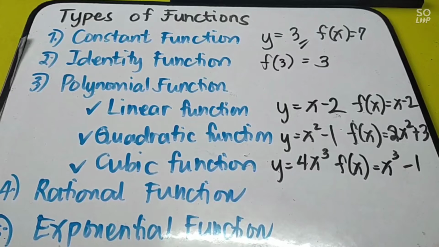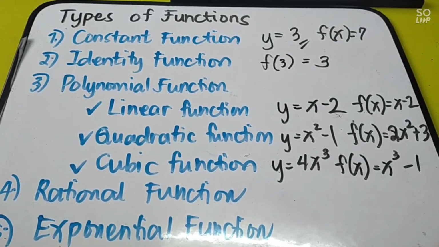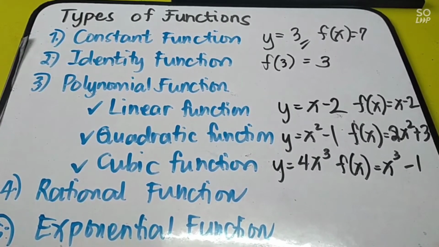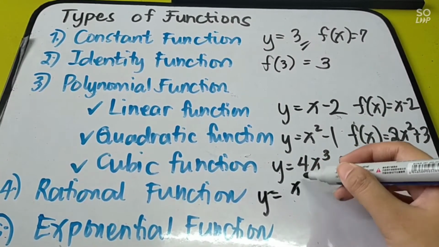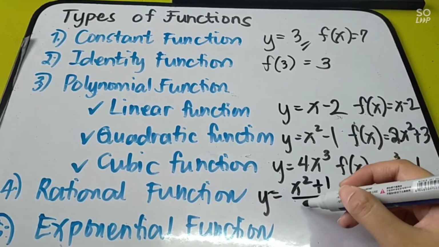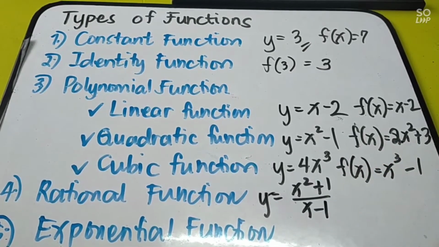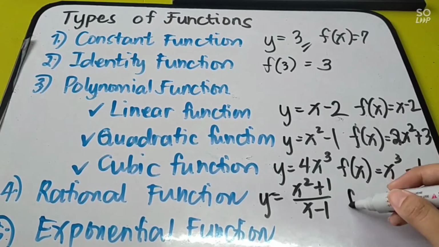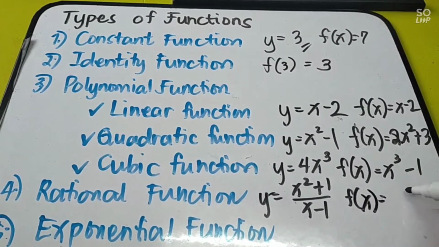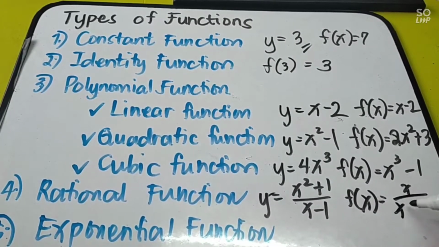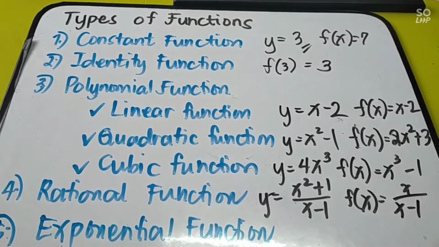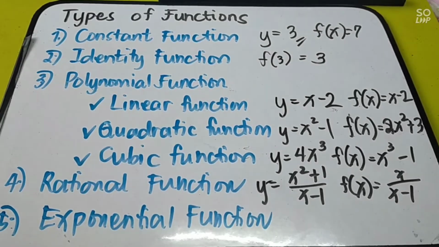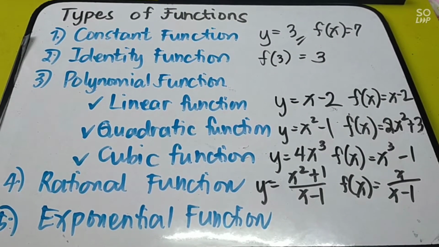Next tayo, meron din tayong tinatawag na rational function. So, rational function, meron siyang numerator and denominator. In the form siya ng fraction. For example, we have y is equals to x squared plus 1 over x minus 1. That's a rational function. Pwede namang f of x is equal to x over x minus 1. So, that is an example of rational function. Is it clear?